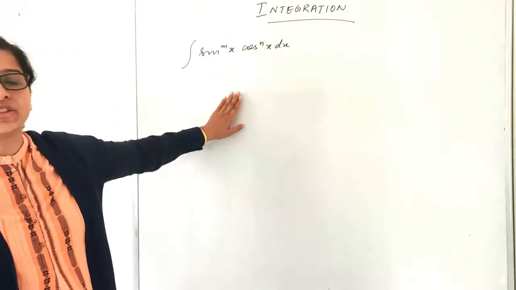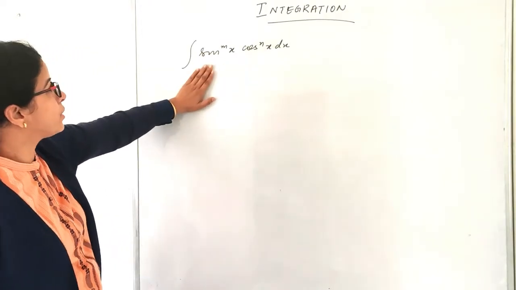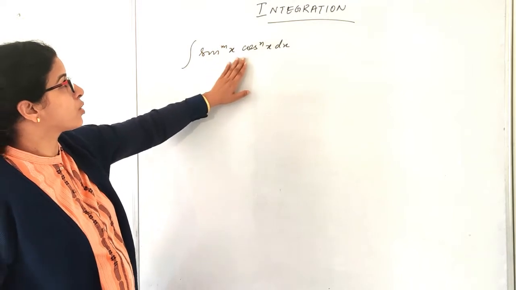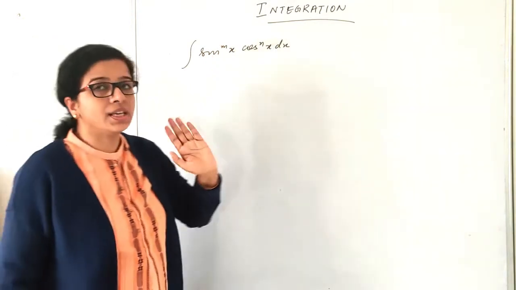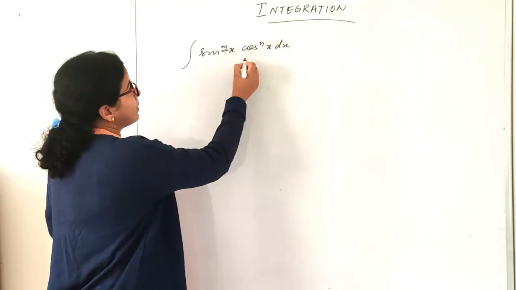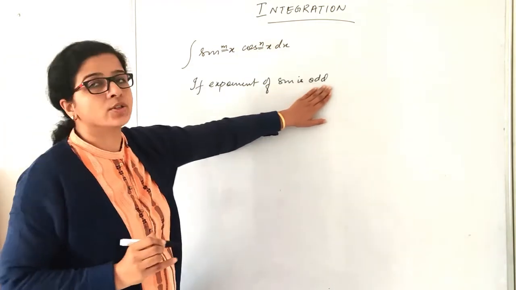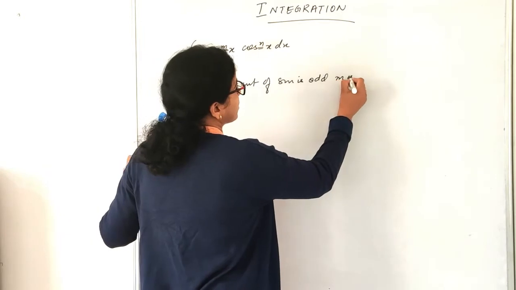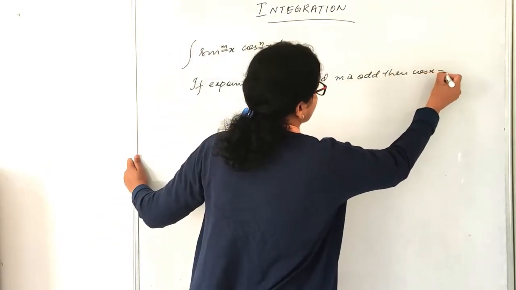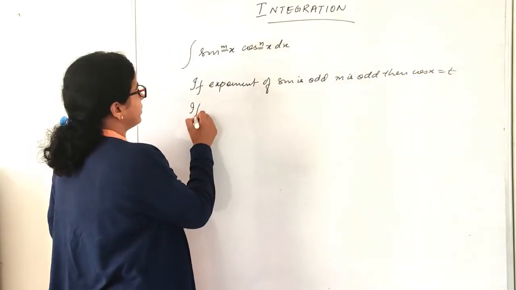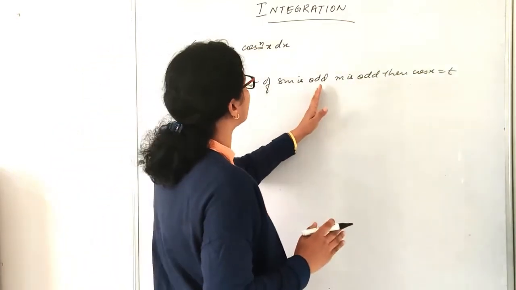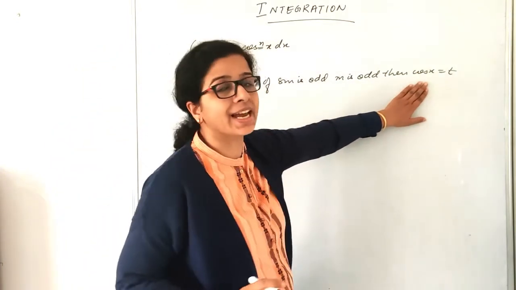Okay. Now let us take integration of this kind. Say for example you have sin^m x cos^n x. In these cases we have to check whether m is odd or n is odd. If the exponent of sine is odd, meaning m is odd, then cos x is equal to t. Is that clear? If the exponent of cos is odd, meaning n is odd, then we will take sin x as t.